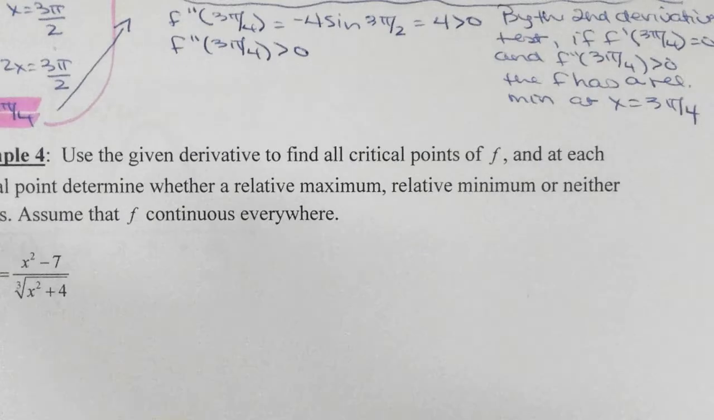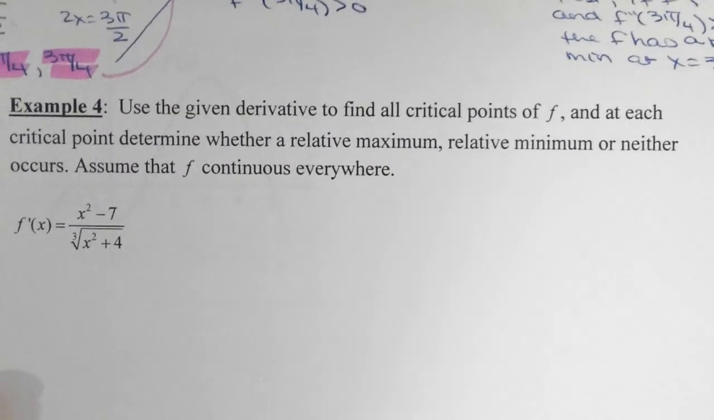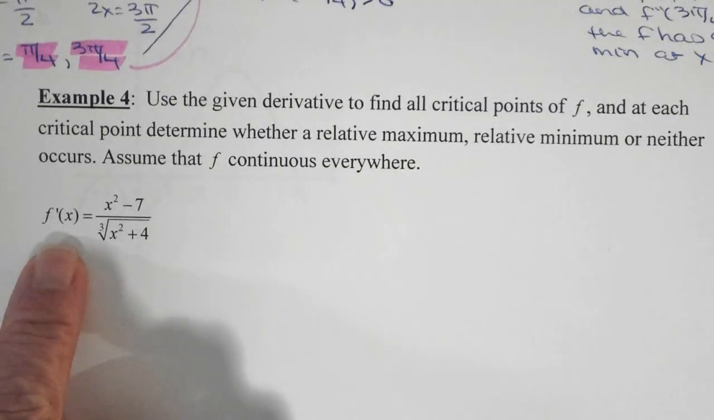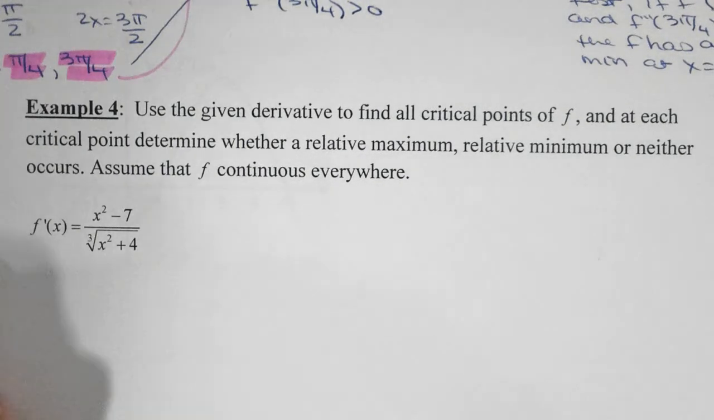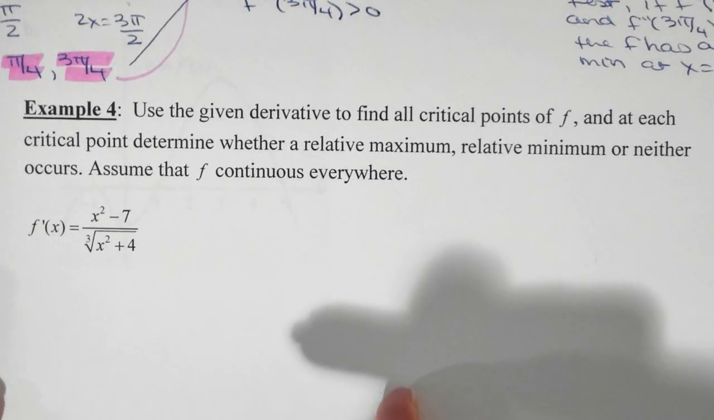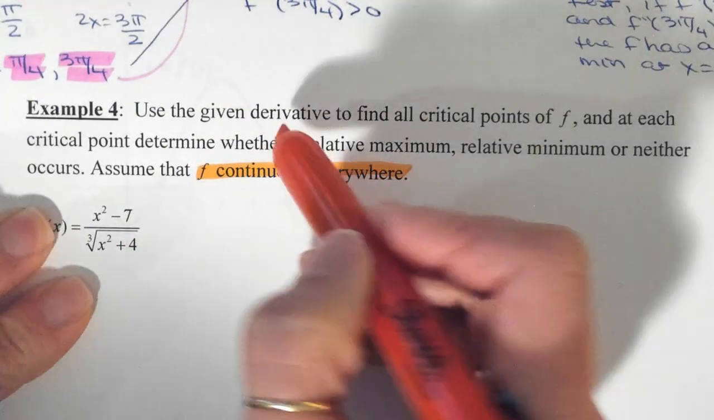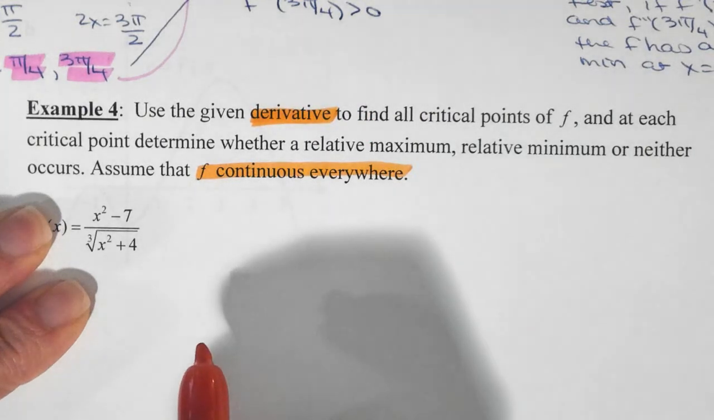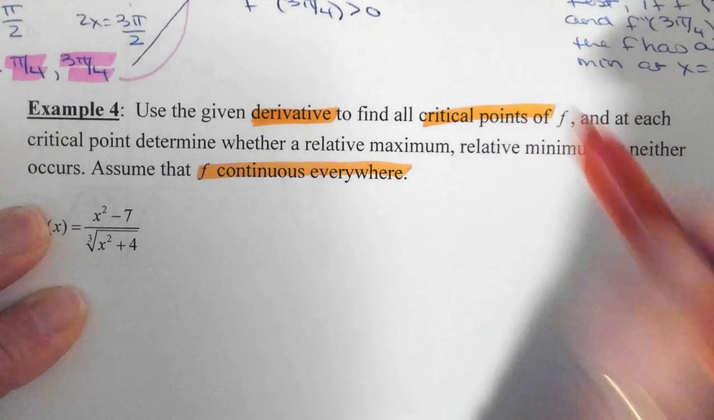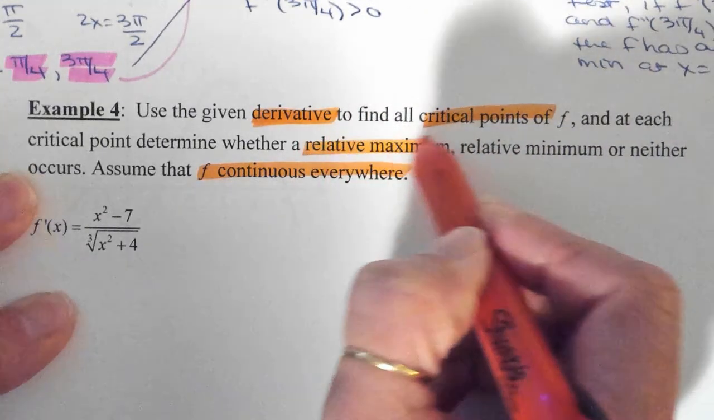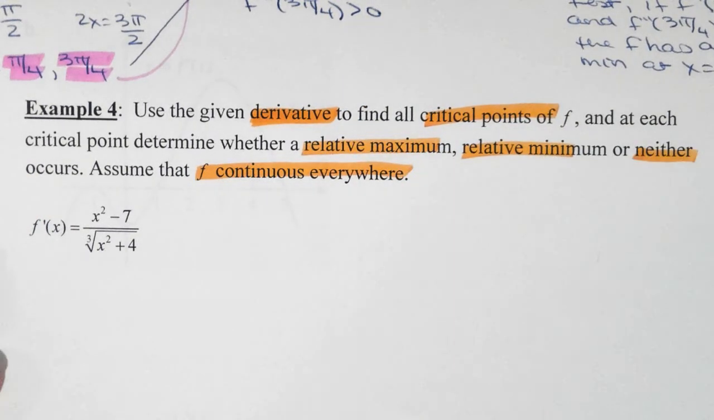Here, this would be an example. It doesn't say use a second derivative test or whatever. It says use the given derivative. Ooh, they gave us a derivative. That's good news, right? Use the given derivative to find all critical points of f, and at each critical point, determine whether a relative min, max, or neither occurs, and assume that f is continuous everywhere. Okay, that's important. They gave us the derivative. So they want critical points, and we want relative max, relative min, or neither.